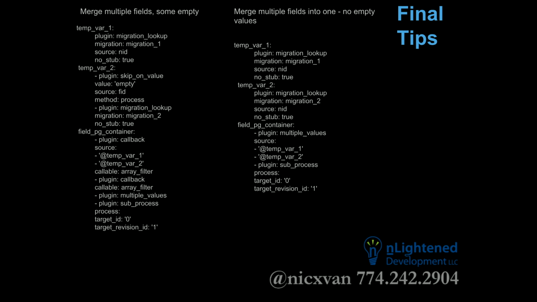Sorry, what's the difference between the left one and the right? So the left one is when you're merging multiple values into one field, and some of those values might be empty. Okay. And the right-hand side is when you need to merge multiple fields into one, and none of the sources are empty.